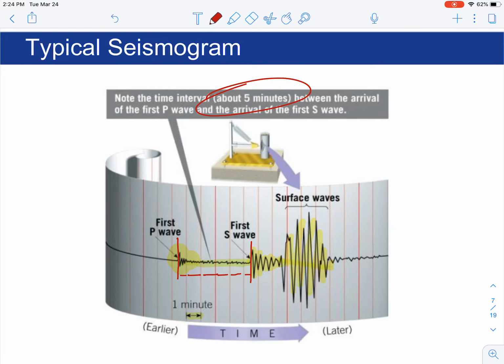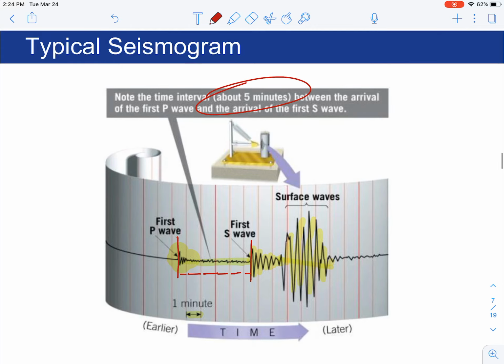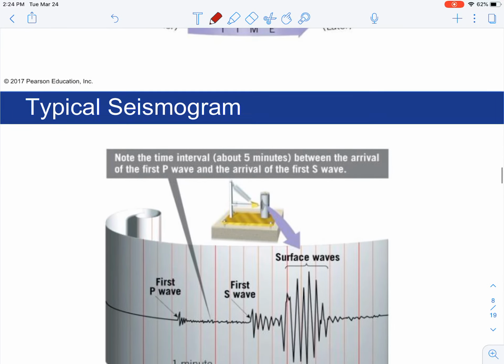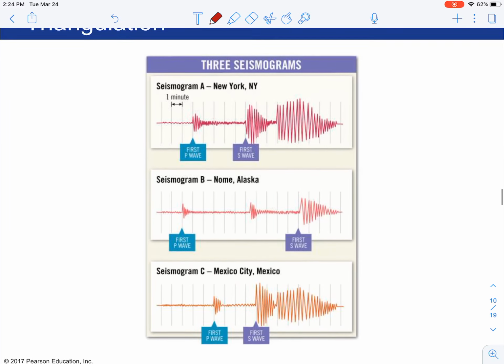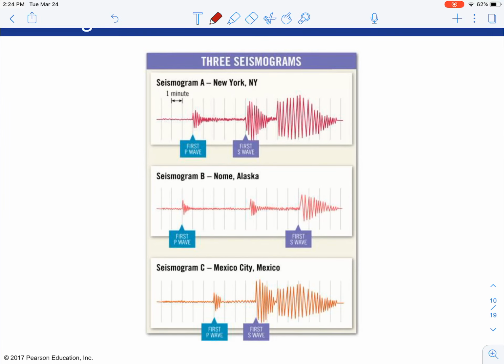And because we know the rate of travel of these seismic waves, we can take that lag time and use it to determine distance to an earthquake epicenter. So let's say, for example, that the lag time for New York, New York, which is where the seismogram is recorded, is 5 minutes.